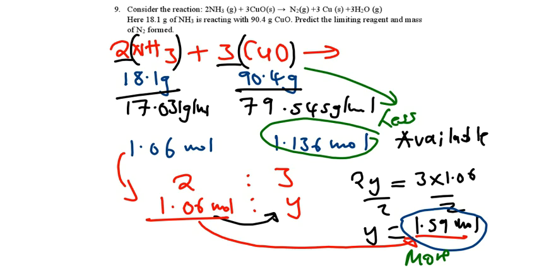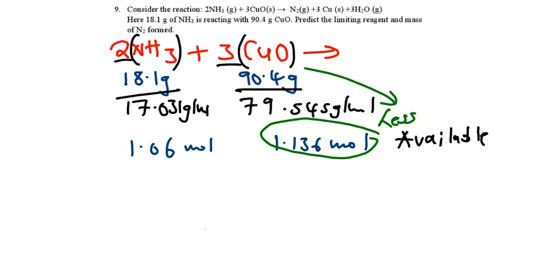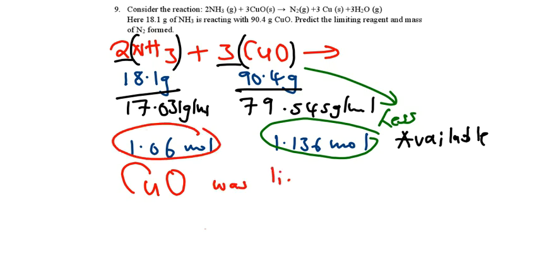If the opposite was true, if this value was less, it would imply the other was going to be more, meaning it was going to be in excess. I'm sure you get the idea there. So from our calculations, or from our assumption, we've found that copper(II) oxide wasn't enough for this number of moles of ammonia. So copper(II) oxide was limiting.